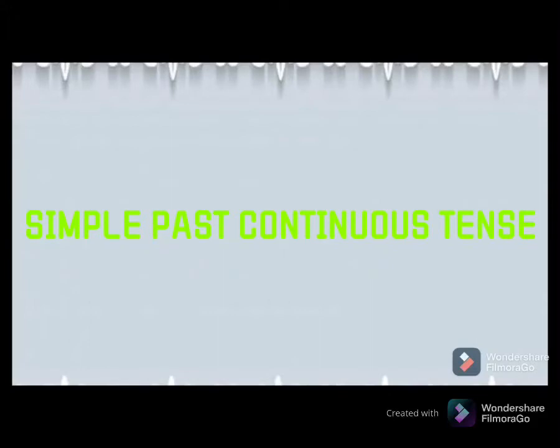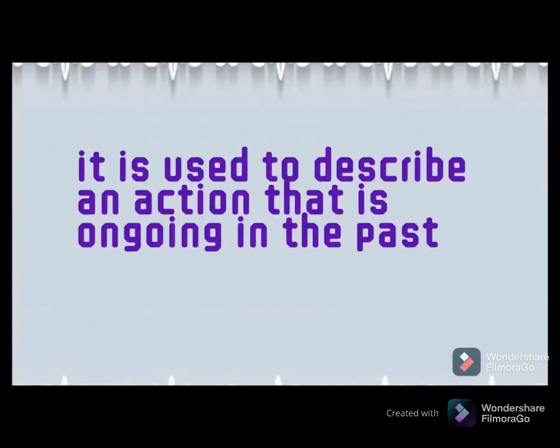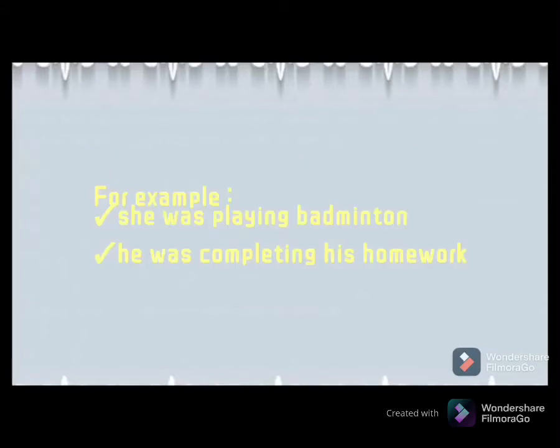And next, simple past continuous tense. It is used to describe an action that was ongoing in the past. For example, she was playing the piano. He was completing his homework.